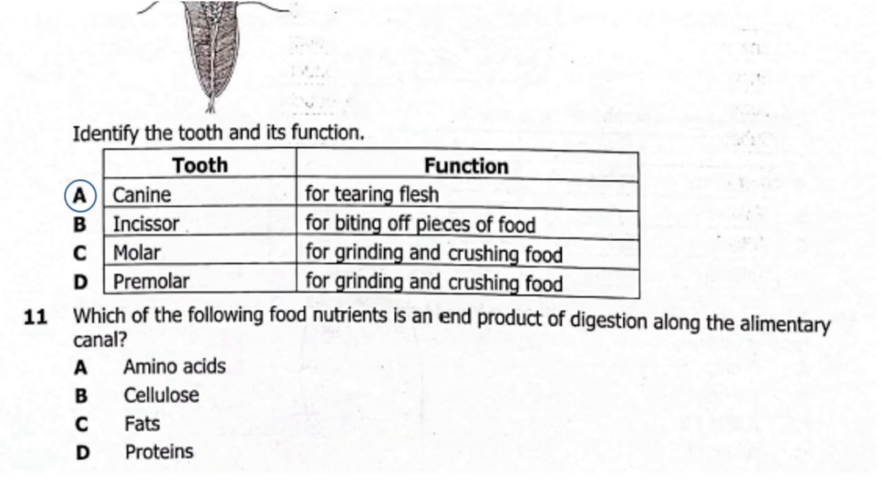Question 11. Which of the following food nutrients is an end product for digestion along the alimentary canal? A. Amino acids. B. Cellulose. C. Fats. D. Proteins. The correct answer here is A. Amino acids. The rest of the molecules are macromolecules, so this cannot be absorbed into the body.